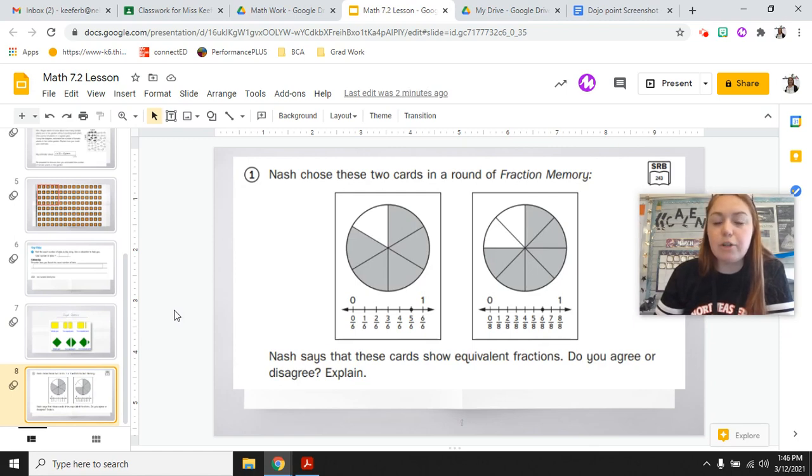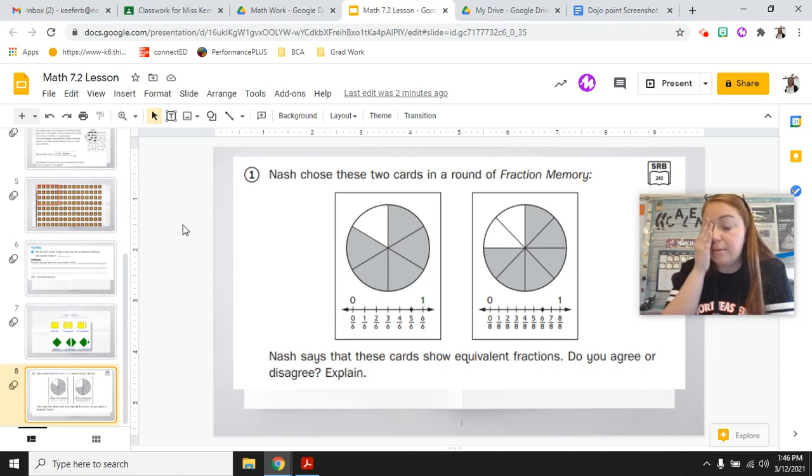Remember, if a fraction is equivalent, it means it is equal. When we're playing fraction memory and we have the cards in front of us, the most important part is to look at the shaded in part. Of course, the number of pieces are different. This is 5/6 and this is 6/8, but you have to look at the shaded in part. Is the total amount shaded in of the circle the same on both cards? Nash says that these cards show equivalent fractions. Do you agree or disagree?